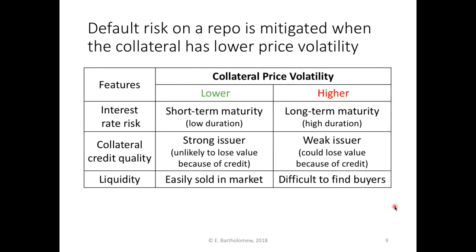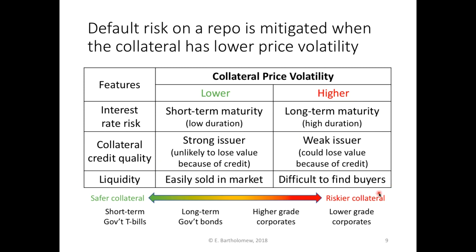Now, default risk on a repo can be mitigated by using collateral that is less likely to go down in value. In other words, to have collateral with lower price volatility. So that could be collateral with lower interest rate risk, certainly collateral with higher credit quality, a strong issuer instead of a weak issuer. And certainly collateral with liquidity, so it's easily sold in the market, so that it isn't likely they'll have difficulty finding borrowers and lose value there because of the illiquidity.